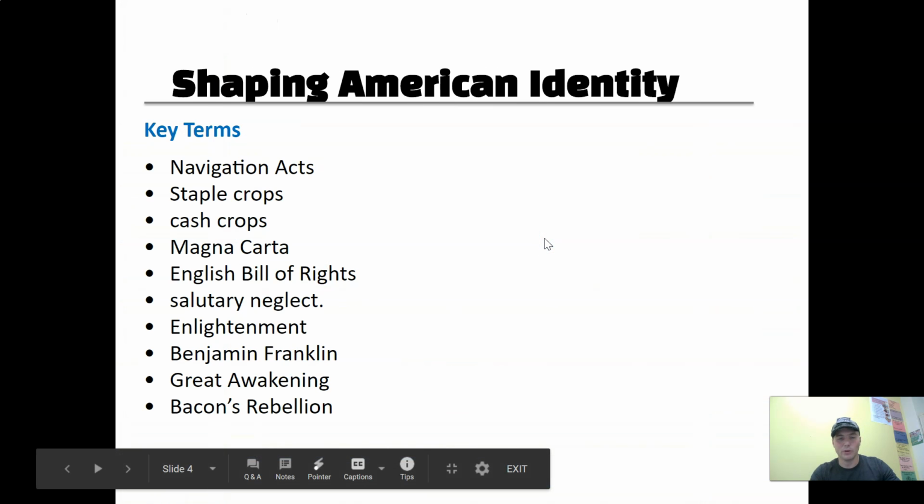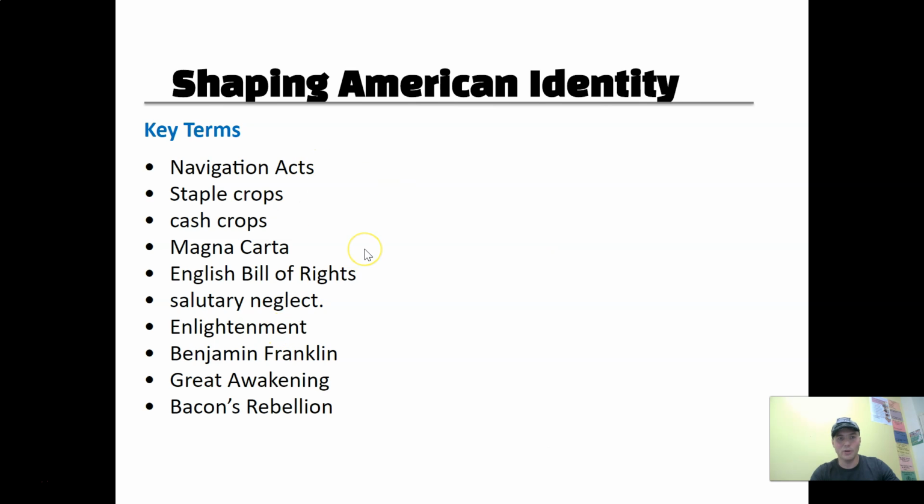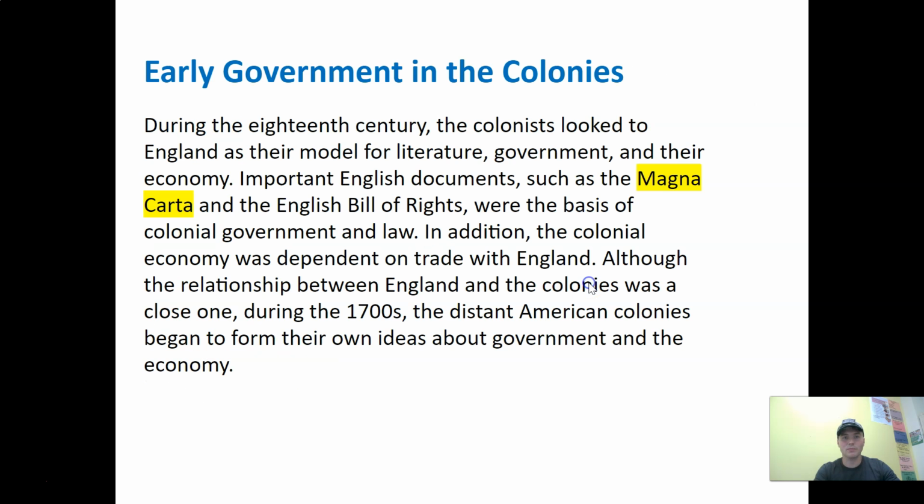Here are some of the key terms that we're going to be talking about today. You can pause this video to take a look and record. They are in your Quizlet study set, don't forget.